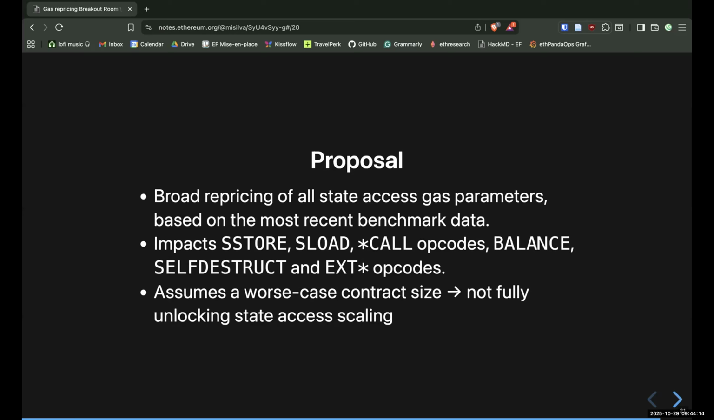And when compared with 8032, which was the proposal that Guillaume talked about earlier, this essentially would assume a worst case contract size. So we are not fully unlocking state access scaling. If we were to implement 8032, we would be able to make state access to smaller contracts cheaper than just implementing this proposal. But I say this proposal is the base, so we are doing a full harmonization, and then 8032 unlocks this additional scaling by allowing us not to price on the worst case, but have that differentiation.